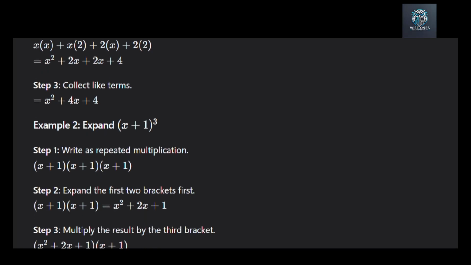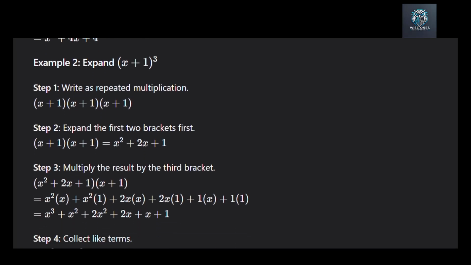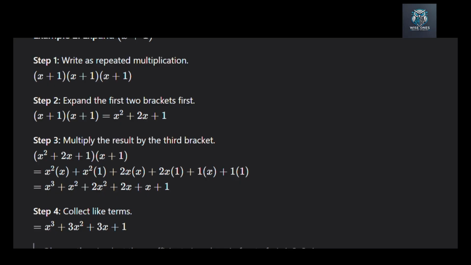Expand (x + 1) cubed. Cubed means to the power of 3. So step 1 is to write it as repeated multiplication. We need 3 brackets: open bracket x plus 1 close bracket times open bracket x plus 1 close bracket times open bracket x plus 1 close bracket.